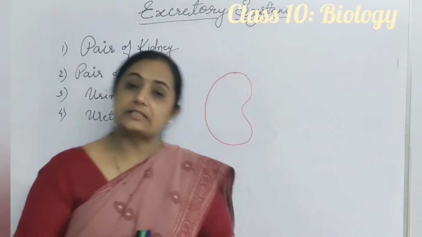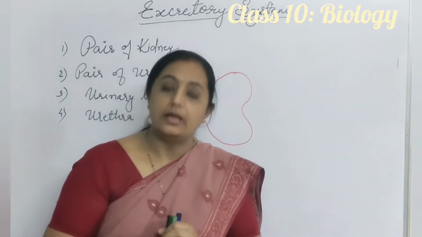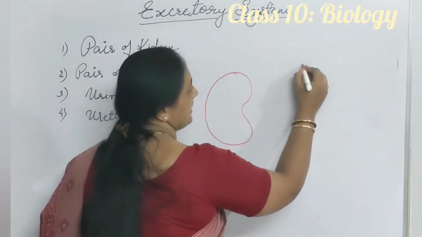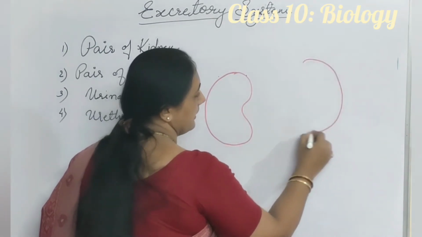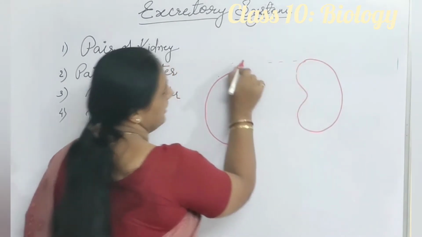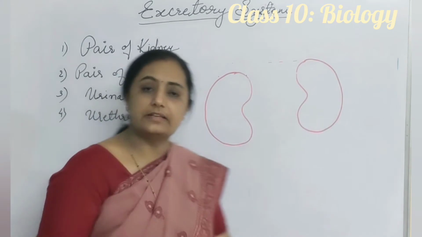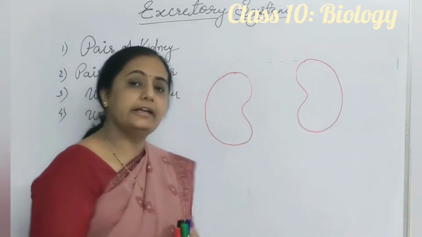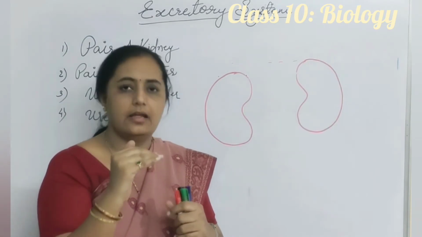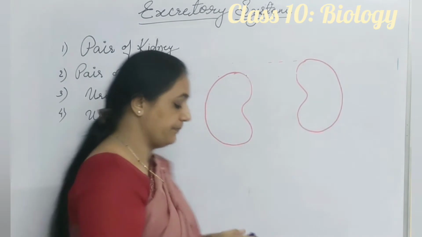The left kidney is slightly upward as compared to the right one. So the location of the left kidney is slightly above the right one. The reason is very simple: the right side kidney is pressed by the liver, and because of that it is at a slightly lower position as compared to the left kidney.